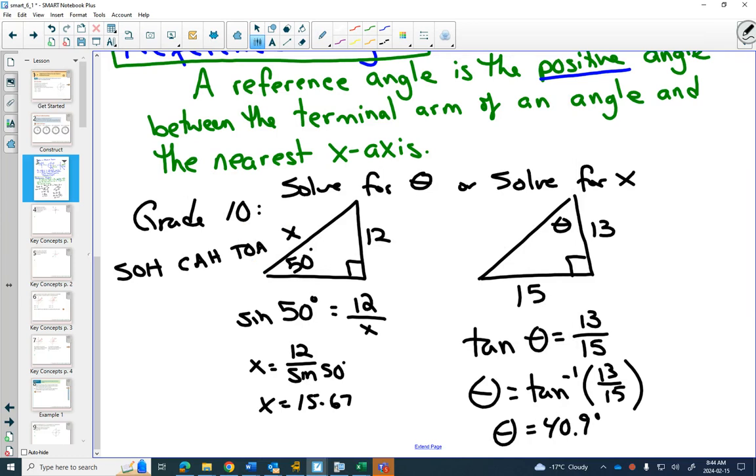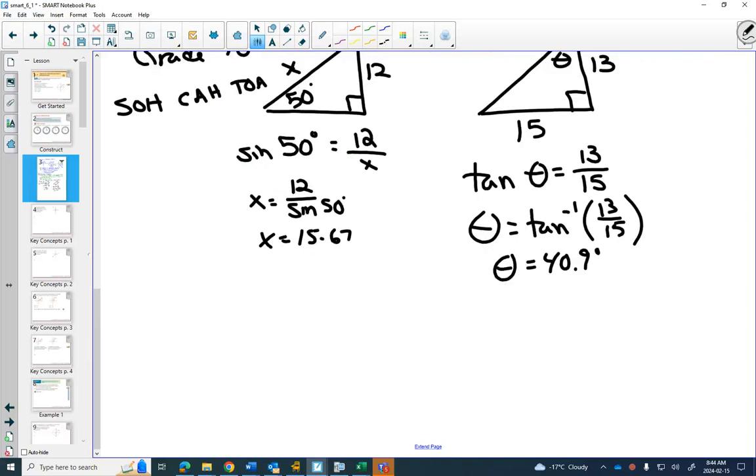That's a quick review of grade 10. It took a week in grade 10 to learn. Then in grade 11, they took away the triangles and just gave you the equation. They would say something like cos of theta is equal to -2/3.